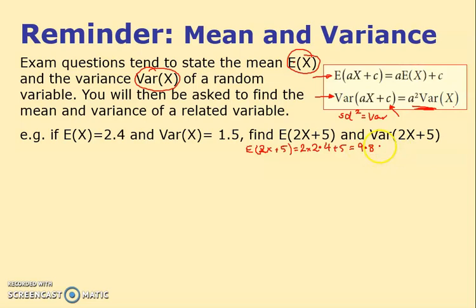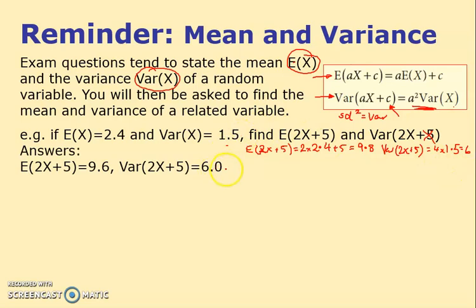Now the variance is the slightly weird one. The variance of 2x plus 5: the 5 doesn't matter, but what does matter is that I have to take out the 2 and square it. So it's 4 times 1.5, and that equals 6, or 6.0 if we write it to 1 dp. Those two answers are important, and we need to understand the process of how I got them.